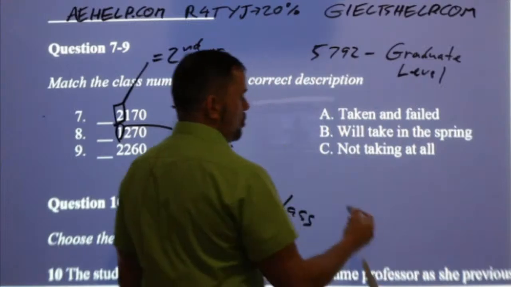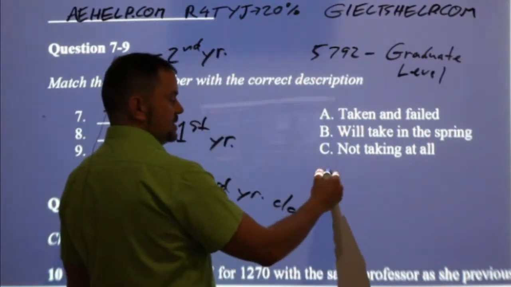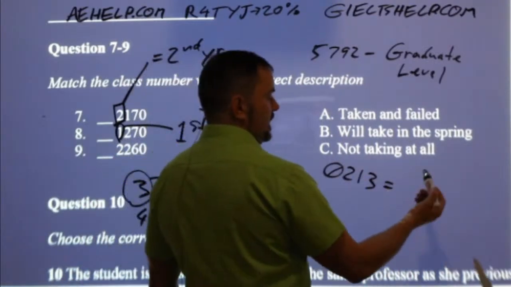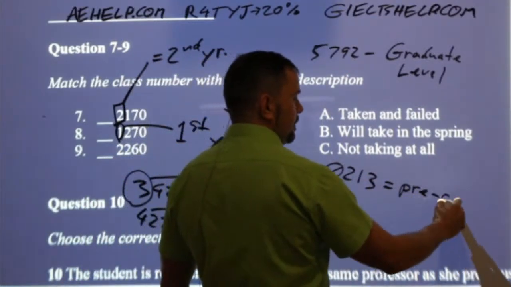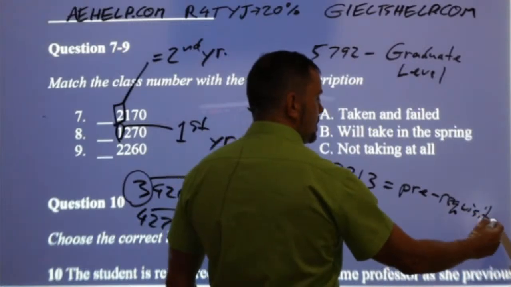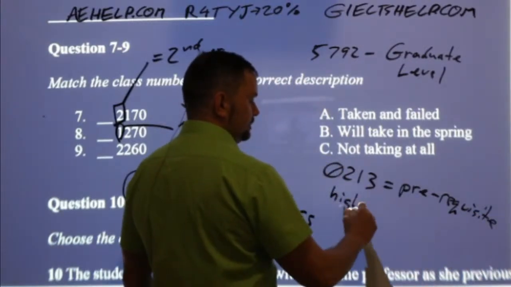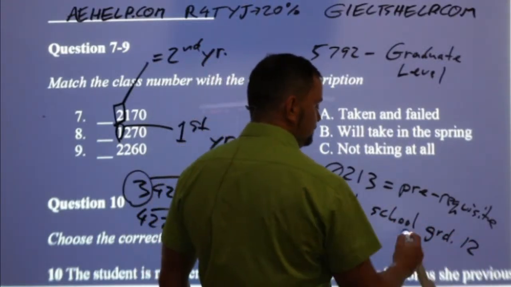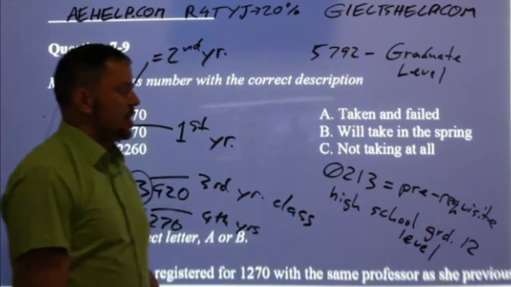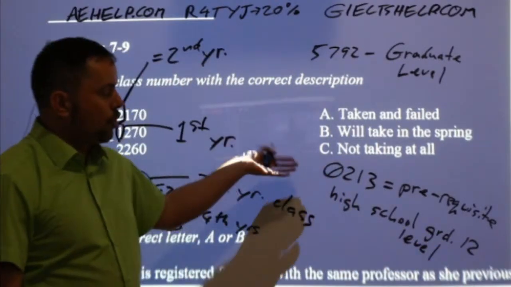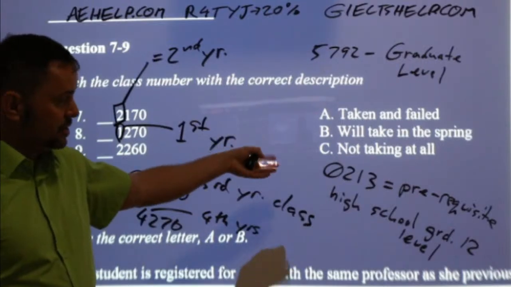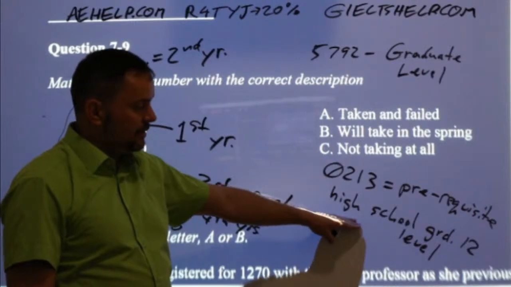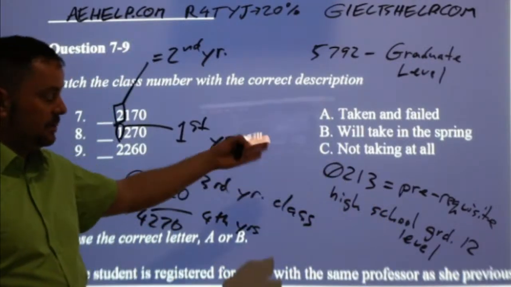Okay, and you'll have one more in your syllabus when you're choosing your classes in university that'll start with a 0, like 0213. This will be a prerequisite class or high school equivalent, usually grade 12 level. Okay, so just to not confuse you here, when you're looking at course numbers in your syllabus for universities, when you see classes start with a 0, it usually means it's a grade 12 level prerequisite class that you might need to take if you didn't do it in high school.